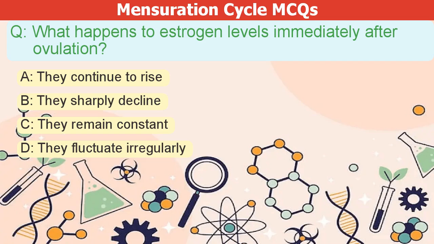What happens to estrogen levels immediately after ovulation? A. They continue to rise. B. They sharply decline. C. They remain constant. D. They fluctuate irregularly.